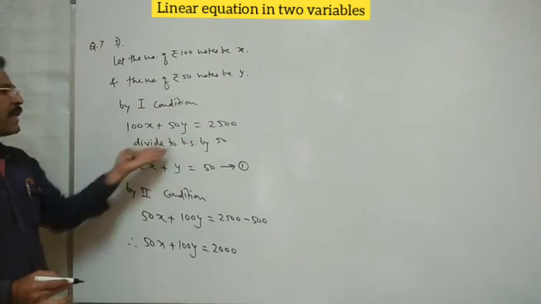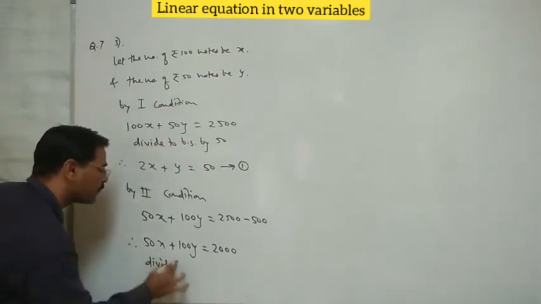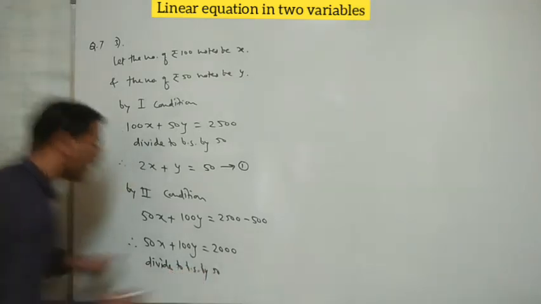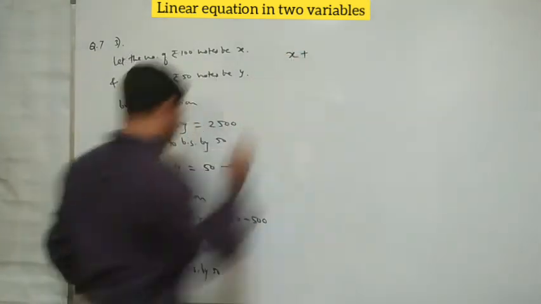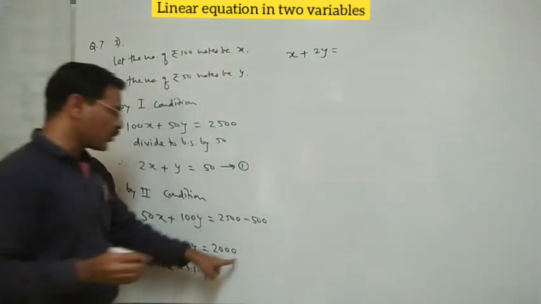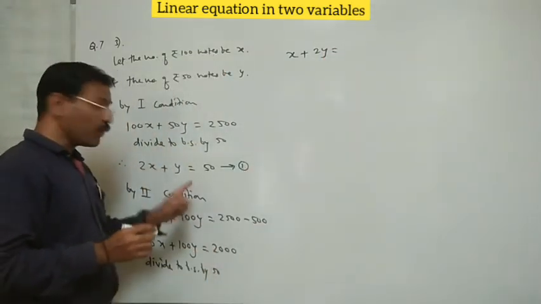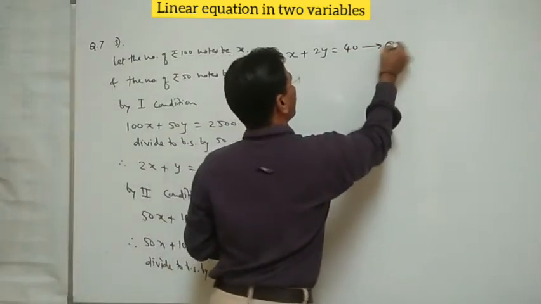Very similar to previously. Divide both sides by 50. What do we get here? x plus 2y is equal to, with the 0 getting cancelled, 5 ones are 5, 5 eights are, not 50, it is 40 that we will get here. This is equation number 2.